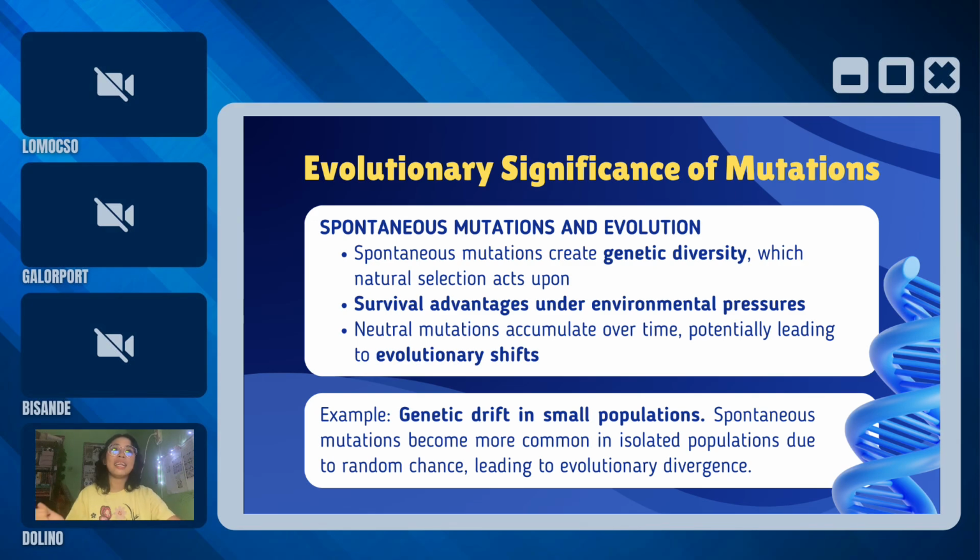Beneficial mutations can enhance survival and reproductive success, leading to adaptation to changing environments. It's a domino effect. Without spontaneous mutations, populations would lack genetic variability, making them less adaptable to environmental pressures and more vulnerable to extinction. Example, genetic drift in small populations. Spontaneous mutations become more common in isolated populations due to random chance, leading to evolutionary divergence. Diba, as said, unique beneficial traits may be obtained through this evolution.